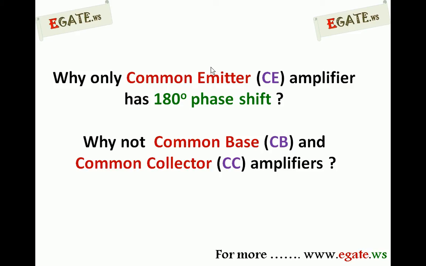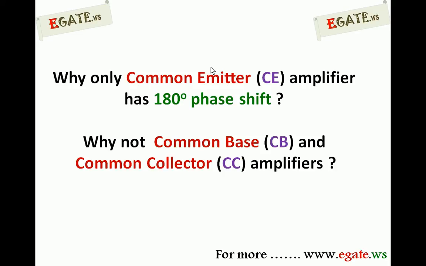Hello, today we will discuss why the common emitter amplifier has a 180 degrees phase shift, and why the common base and common collector amplifiers do not. Out of the three configurations, common emitter, common base, and common collector, only common emitter has a 180 degrees phase shift.